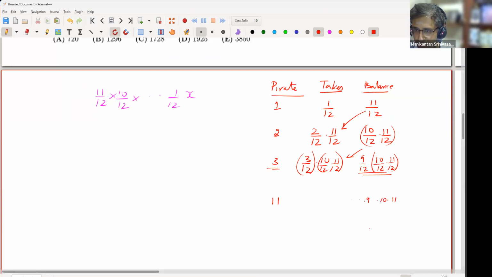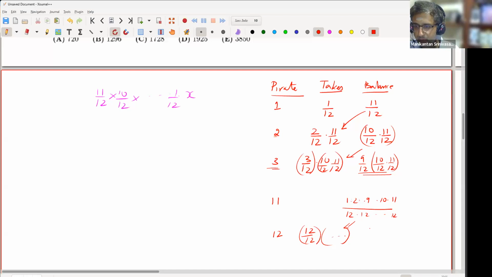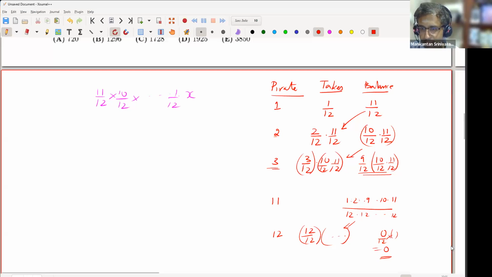So it's 1, 2, 3, all the way till 11 upon, there are 11 terms upon 12 power 11. And then when 12 comes, he will take 12/12 of this balance, which is essentially the whole thing. And therefore 0/12 of this will be left, which will be 0 left. Okay, so that's just to be explicit, I've written it out.